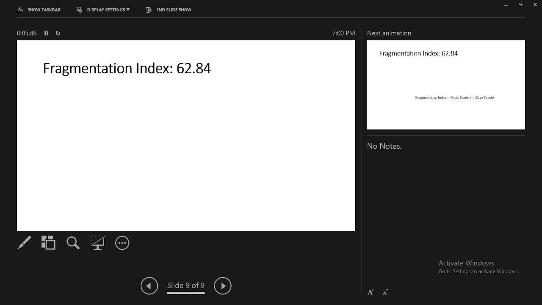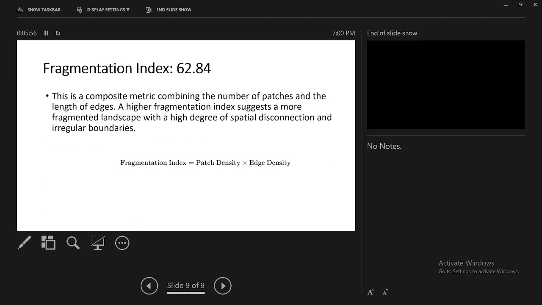So suppose I got this type of value for the fragmentation index, and this is the formula: fragmentation index equals patch density multiplied by edge density. It is a composite metric combining the number of patches and the length of edge. A higher fragmentation index suggests a more fragmented landscape with a high degree of spatial disconnection and irregular boundaries.